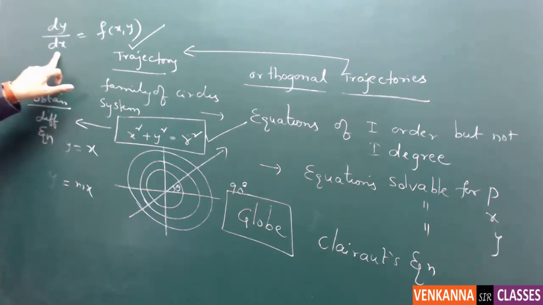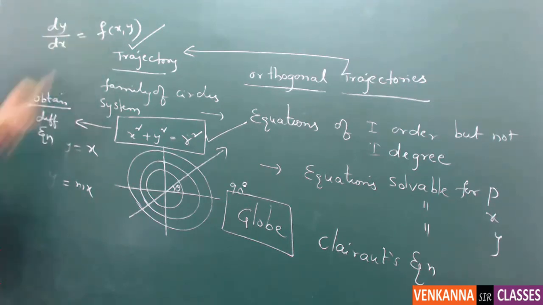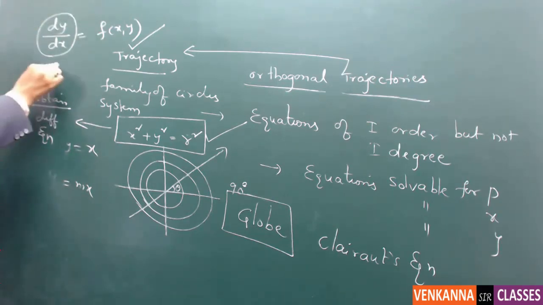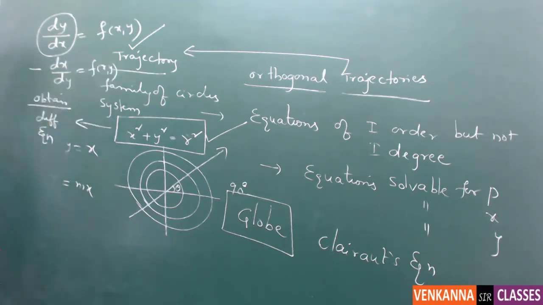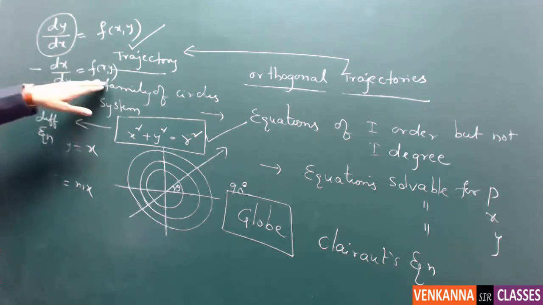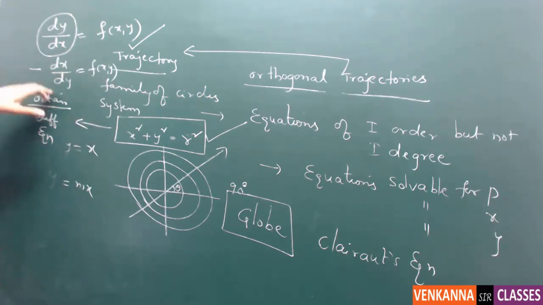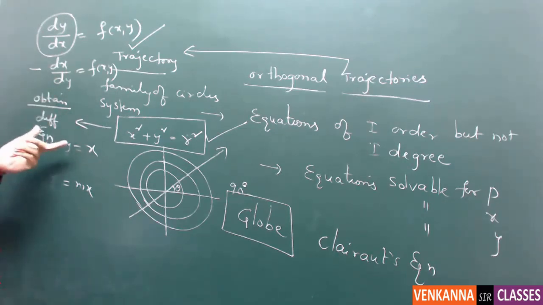So in order to determine the other equation, we have to replace dy by dx with minus dx by dy. The right side function will be taken as it is. And if you solve the equation, the resultant is nothing but the required orthogonal trajectory. That is the procedure. Fine.